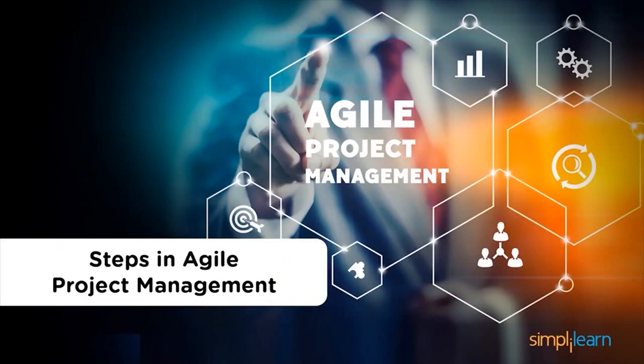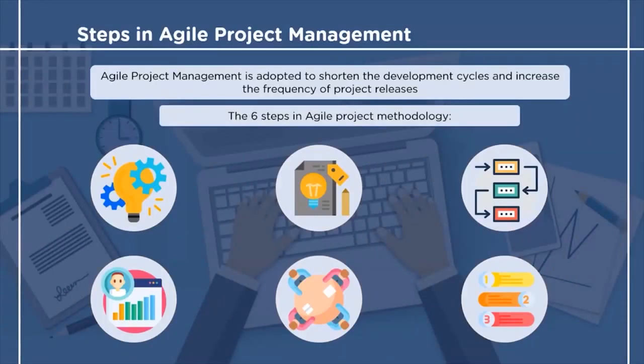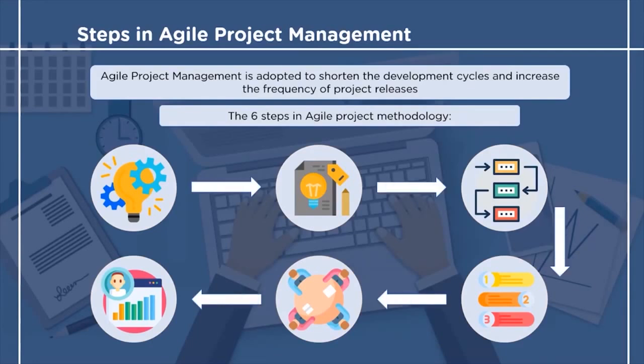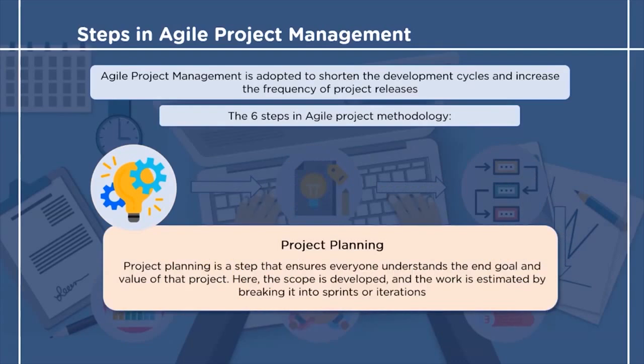We shall now see the steps in Agile project management. The goal of Agile methodology is to produce shorter development life cycles and more frequent product releases than traditional waterfall project management. So we will now check 6 steps in Agile project methodology. The first step in the process is project planning. Project planning includes feasibility study, development of scope, breaking the project into executable tasks or sprints, and then estimating the amount of time needed to complete those sprints.